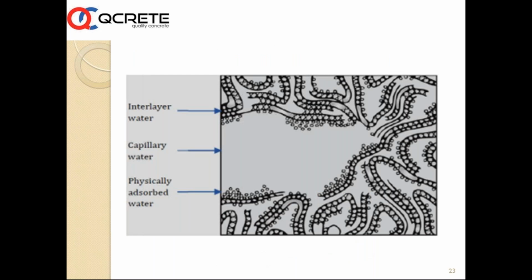Next one. Yes, this is the tobermorite gel, or CSH. Each of the earthworm-like things is a tube, and inside are the small round things. The interlayer water is inside the tubes. So this water is not normally lost unless the relative humidity comes down very low.